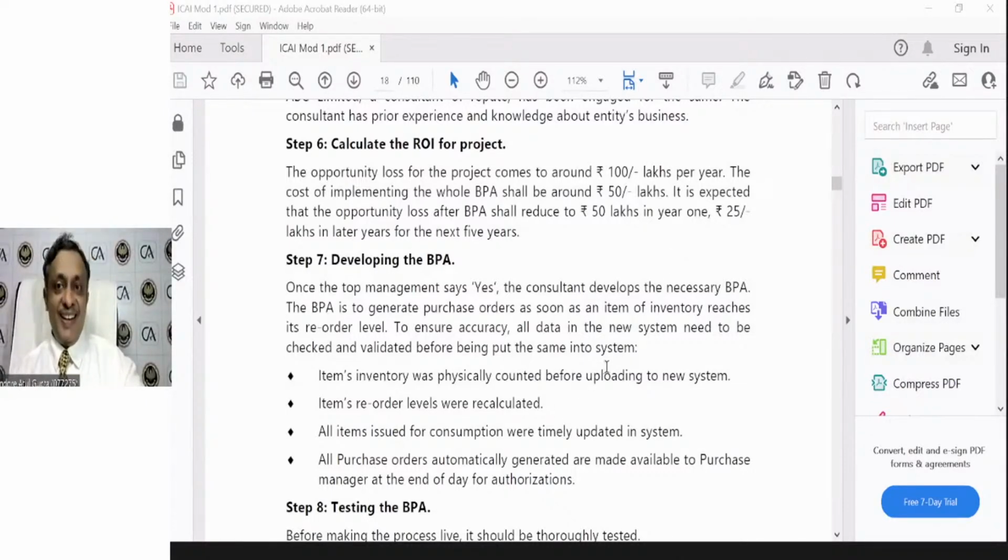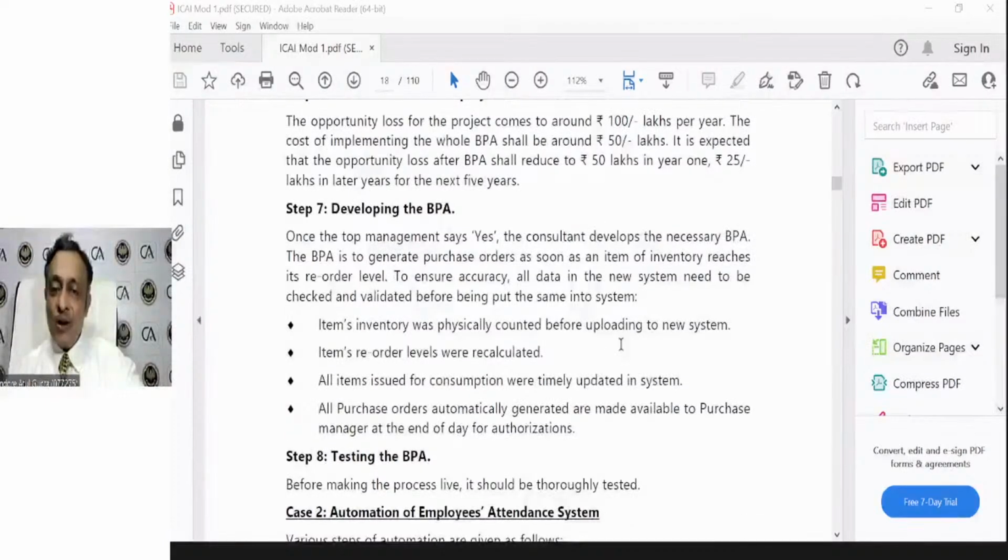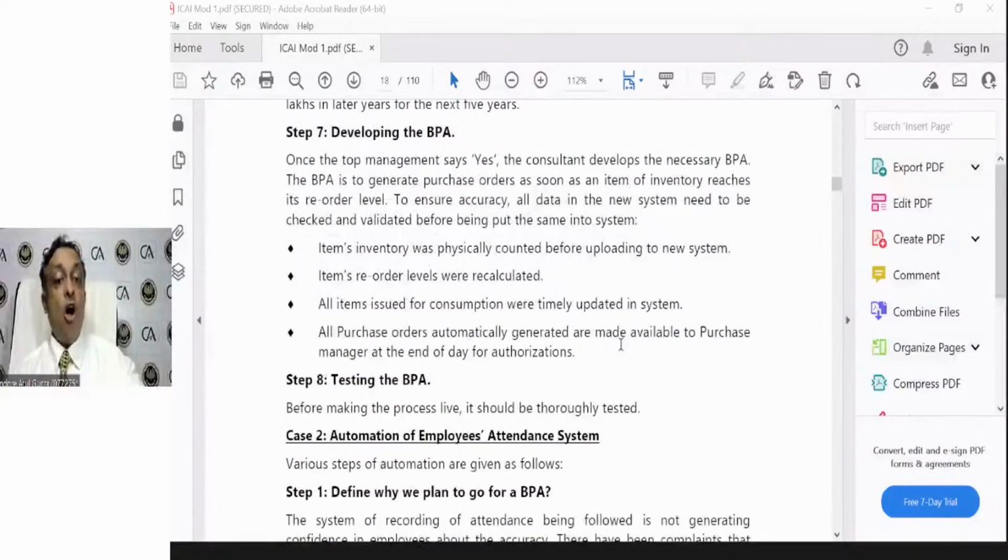Then reorder levels are recalculated, all items issued for consumption are timely updated, and all automatically generated purchase orders are made available to the purchase manager at the end of the day for authorization. And before that, testing it.